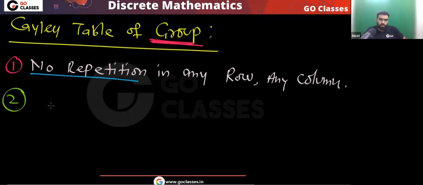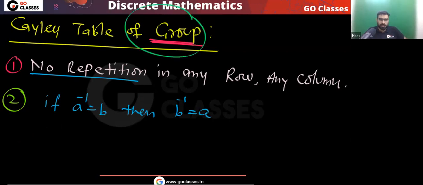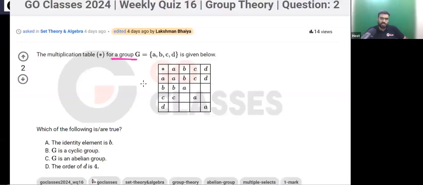Another property you can use is that if A inverse is B, then what will happen? Then B inverse will also be A, right? If A inverse is B, then you can find B inverse equal to A. So these simple properties of Kelly table of a group you can use, and you can fill this Kelly table.